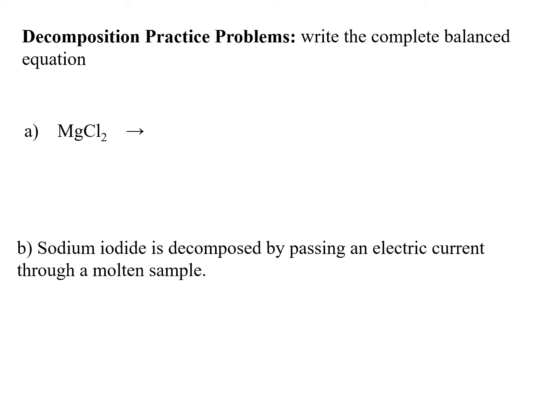All right, hopefully everyone had a chance to give these a try. We notice that it's a decomposition reaction because we have one thing on the left, one reactant. So we're just going to break it into its elements. Let's break it into elemental magnesium metal and chlorine gas. Elemental chlorine is a 2.